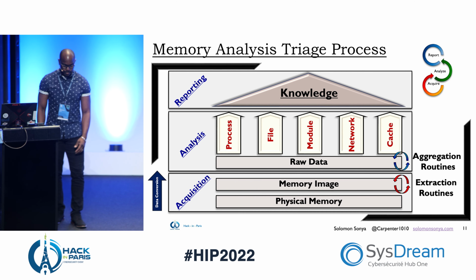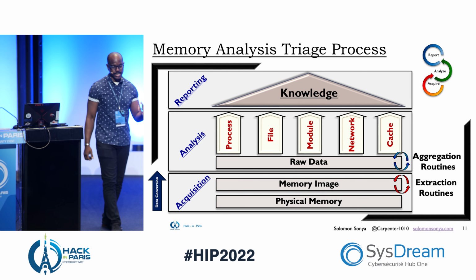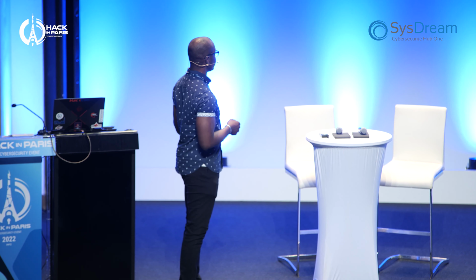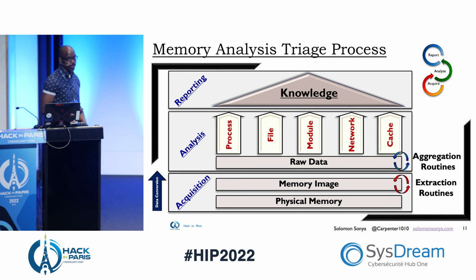So we have a memory analysis triage process. I put these together through my years of analyzing memory and looking at copious amounts of data. I figured out that just about everything we're looking at can be consolidated into these 5 main pillars. So here's our stack of analysis. Again, we start from our acquisition here, and then we go into our analysis and up to our reporting.